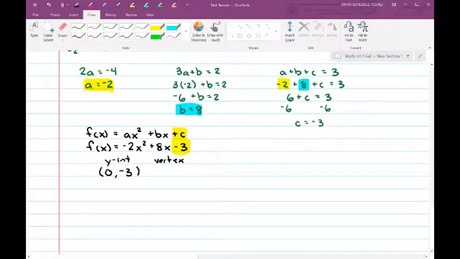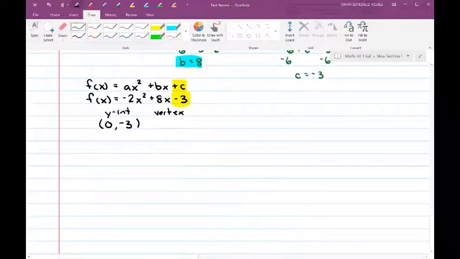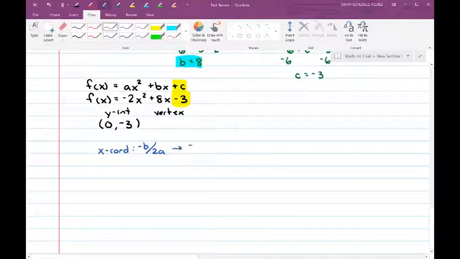Good, Ralph? Yeah. Now to find the vertex, I'll put it in a different color so that it distinguishes. First, I'm going to find my x-coordinate. The x-coordinate is going to be -b over 2a. I already know what b is. B is 8. So it's going to be negative times 8 over 2 times a, which is what?